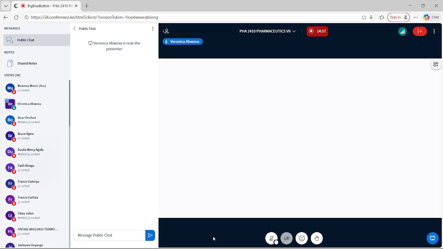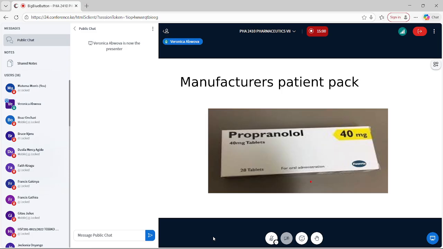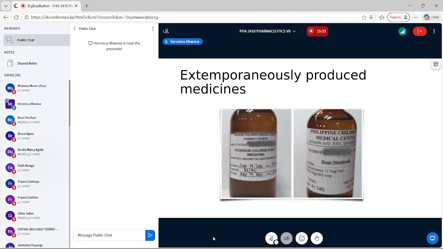Just a minute, let me see if I can. This is a manufacturer's patient pack, okay? You can see this is a drug that has been produced in the industry and packaged, okay? It comes ready with the right number of tablets that the patient will take. This is enough for 28 days. So you do not give this pack without a label, okay? You must prepare a label and append it onto the manufacturer's patient pack, okay?